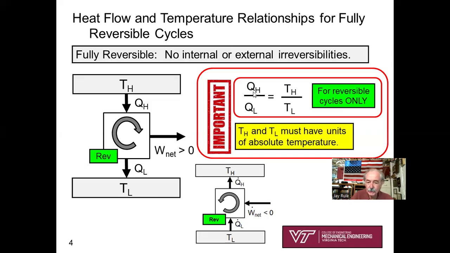the result is that QH divided by QL is exactly equal to TH over TL, as long as you know that TH and TL must have units of absolute temperature. In other words, both TH and TL have to be either in degrees K or degrees R, degrees Rankine. That is an important conclusion. I've stamped it important, and I've double circled it because it is so tempting to write this formula down and say, I've got this formula out of the book. It's really cool. It's really powerful. So I'm going to use it all the time.